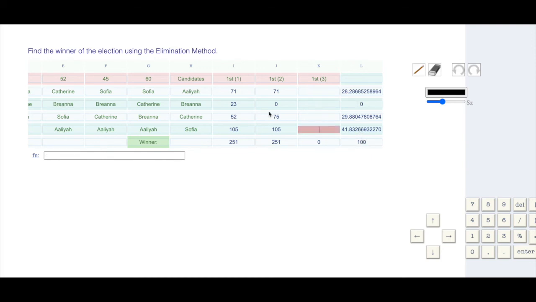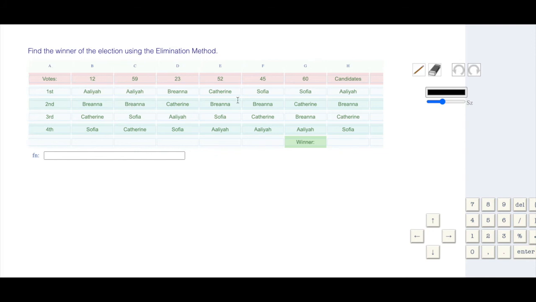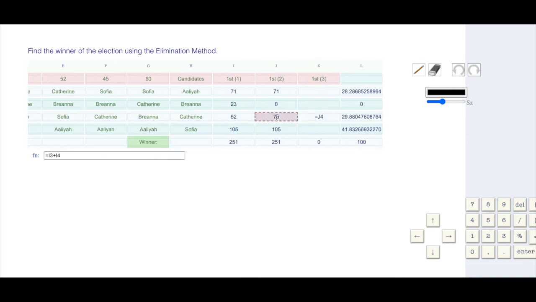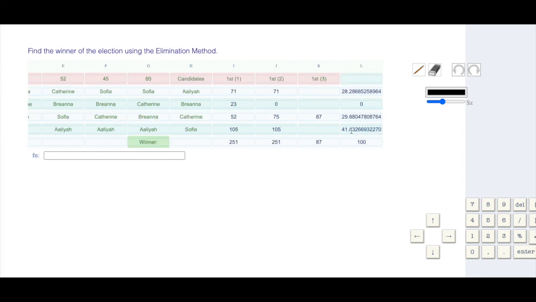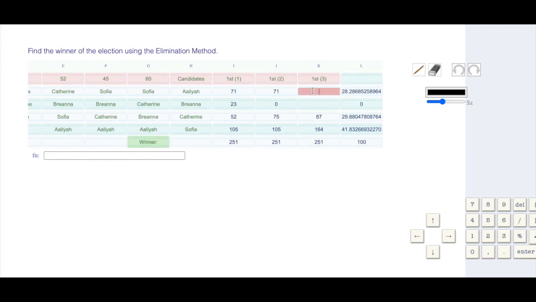We're going to do it again. So the lowest number of votes is Aaliyah. She has 71. And her votes go to Brianna, but Brianna has 0. In that case, they go down to Catherine. Catherine has 75. Aaliyah's votes here go down to Catherine, so Catherine plus, it's only just 12 of those, so plus 12. Aaliyah's other votes go not to Brianna, but to Sophia. Sophia is going to have plus the 59, 164. So Aaliyah now has 0 votes and Brianna has 0 votes.